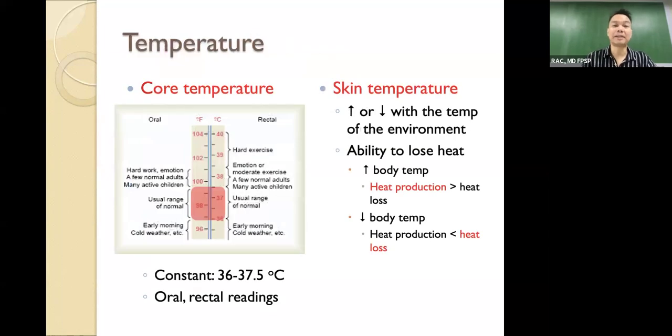Now let's look at body temperature. When we talk about body temperature, we actually mean two kinds of temperature: core temperature and skin temperature. Core temperature, as the name implies, is the temperature found in the innermost portions of our body. This has to be kept constant, around 36 to 37.5. This core temperature is more clinically relevant compared to skin temperature.